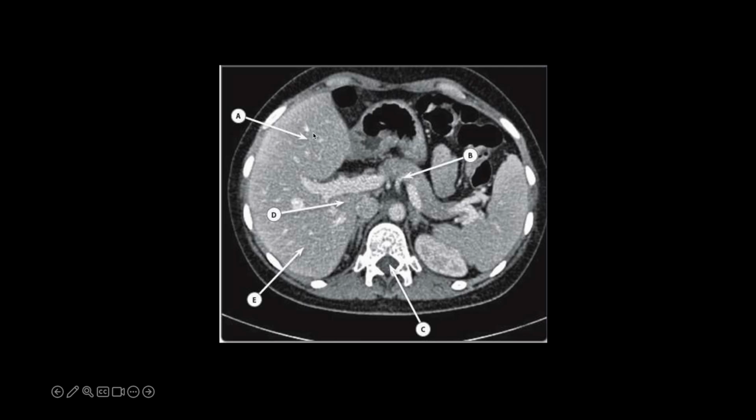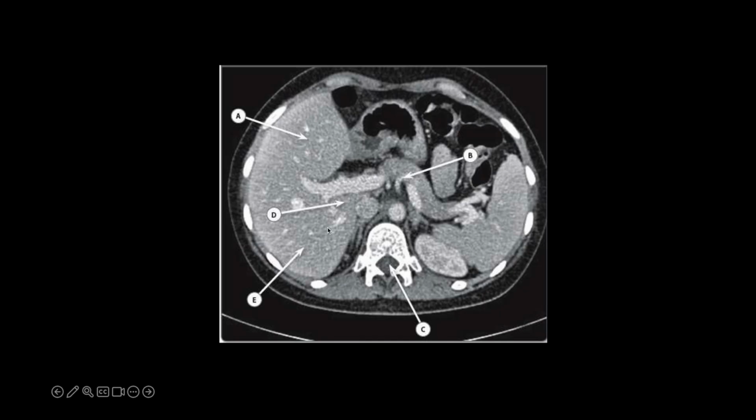We're quite low down now. I think it's quite hard to say, but this is segment 4B. We're slightly further lower down because we can see the portal vein, so this is past that midline division. And also the falciform ligament would be here, and just lateral to that would be 4B at this level.